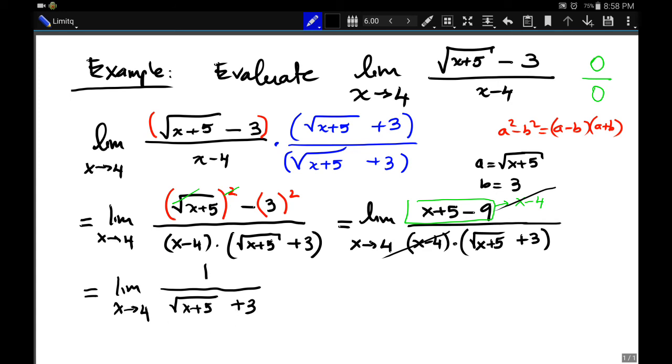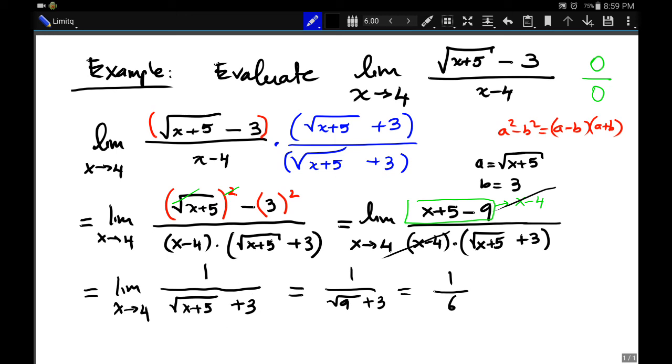And this one is a well-defined function everywhere. It's a continuous function. Since it is continuous, the limit of a continuous function is the function value, so you can just plug in 4. In this case, 1 over square root of 9 plus 3. So the final answer is 1 over 6.